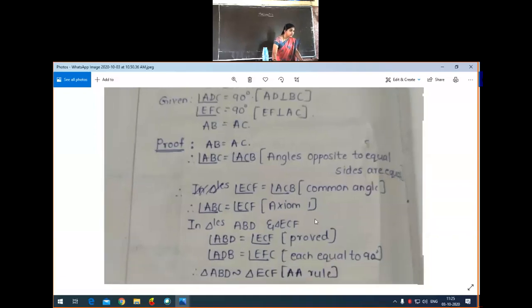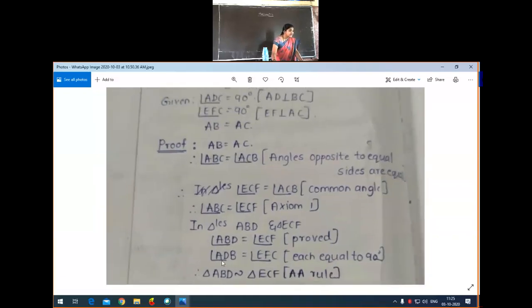Just now we proved that. Then angle ADB is equal to angle EFC, which is equal to 90 degrees. From the figure only you can see that. So according to the AA rule, we can say that these two triangles are similar.